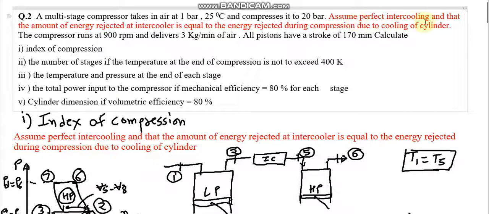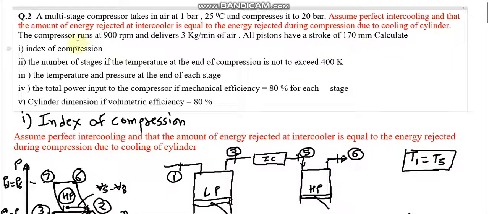Now assume perfect intercooling and that the amount of energy rejected at the intercooler is equal to the energy rejected during compression due to cooling of the cylinder. The compressor runs at a speed of 900 rpm and the mass delivered is 3 kg per minute of air. All pistons have a stroke equal to 170 mm.